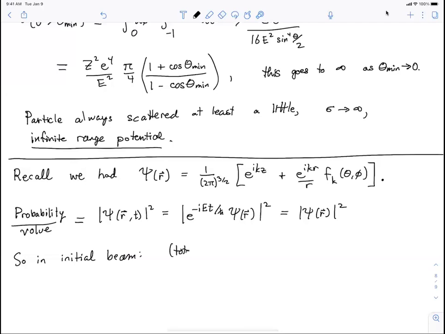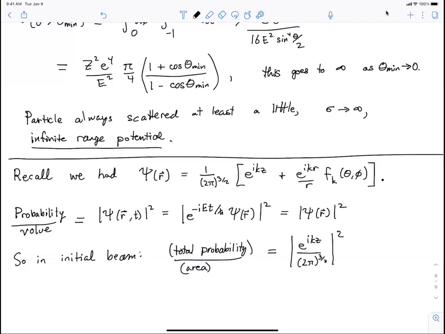the total probability per unit area is going to be, so we're going to take our wave function and square it, but now we're only including the initial beam part of it. And then we're going to multiply by the speed that these particles are moving at, which is the momentum, which is h bar k over m, times the elapsed time. So that's delta t.